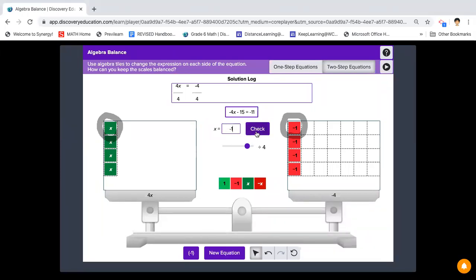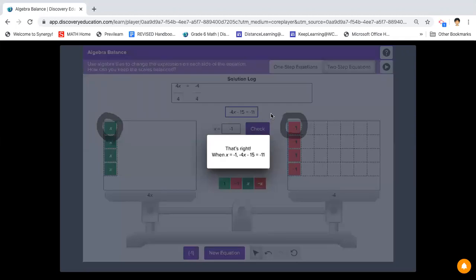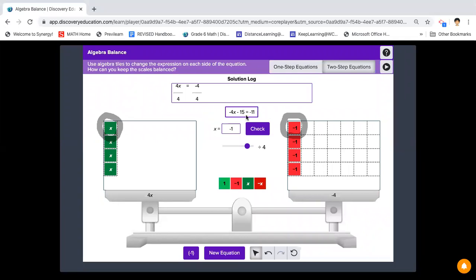I can check to see that my equation and pan balance has stayed equal. When I check a negative 1 in my equation, I can work with negative 4 times negative 1, which is positive 4. A positive 4 minus 15 would create a balance of negative 11 on the left, and it would be balanced with negative 11 on the right.